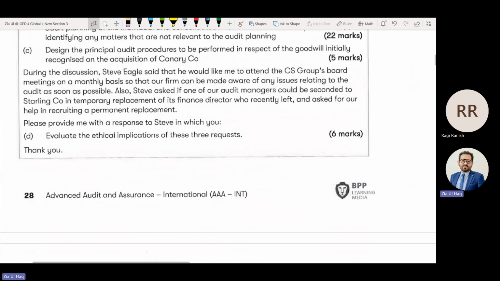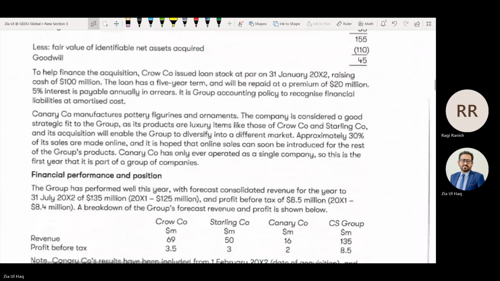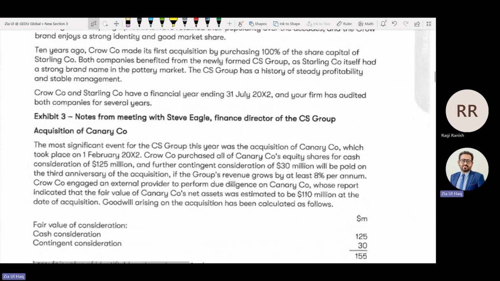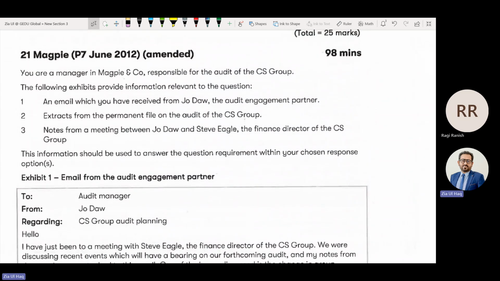So if we look at the question, the requirements are in between the question. This means we should read from the start and move towards the requirement, because there is some story behind the requirement that we need to understand. So you are a manager in Magpie and Company responsible for the audit of CS Group. This means this is a group audit question. The following exhibits provide information relevant to the question.